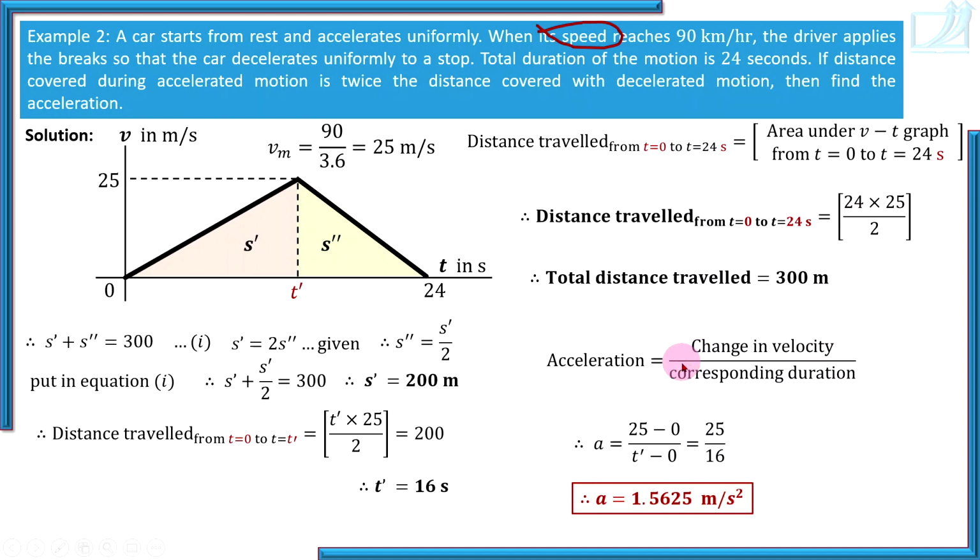So to find acceleration, what information we use? Change in velocity by corresponding duration.